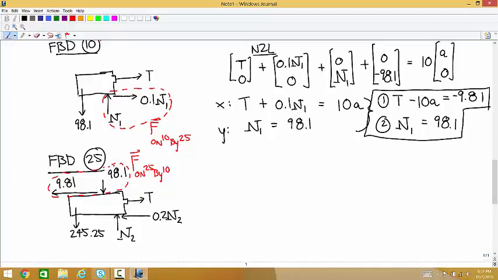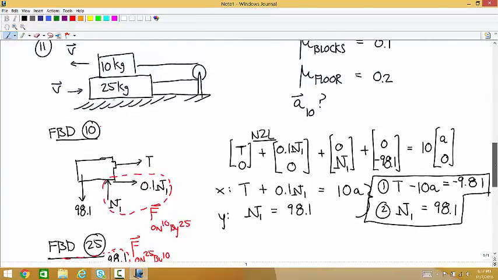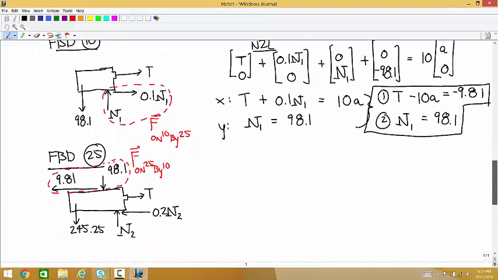I'm just confused, wouldn't the direction of friction be going the other way? I'm just confused why the 9.81 arrow is going to the left. The 25 relative to the 10 is sliding to the right, and so the friction has to be to the left. Okay, gotcha. Any other questions about that Newton's third law part?